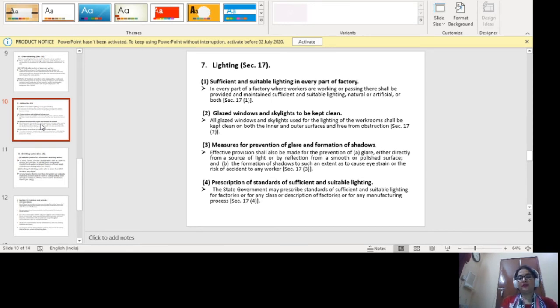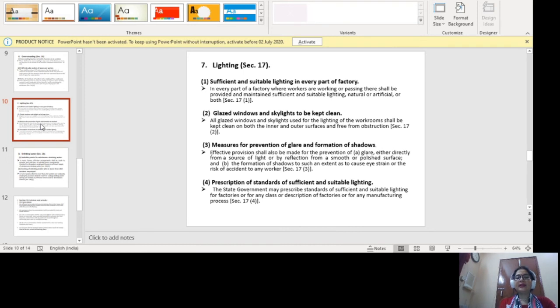Then all glazed windows and skylights used for lighting of the workroom shall be kept clean on both the inner and outer surfaces. Then, measures for prevention of glare and formation of shadows. Effective provisions shall also be made for the prevention of glare either directly from a source of light or by reflection from a smooth or polished surface, and the formation of shadows to such an extent as to cause eye strain or the risk of accident to any worker.